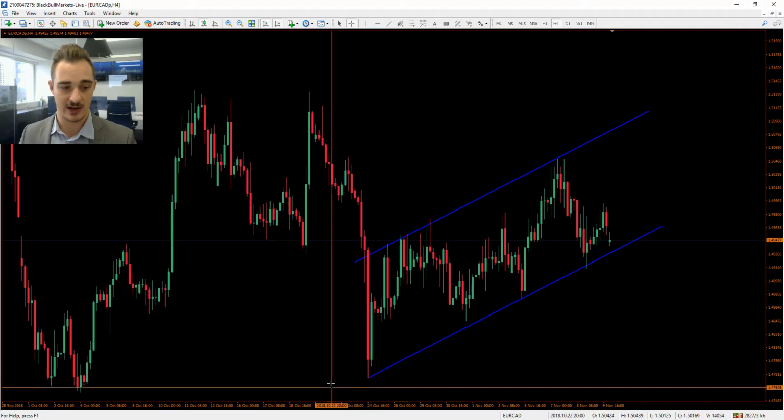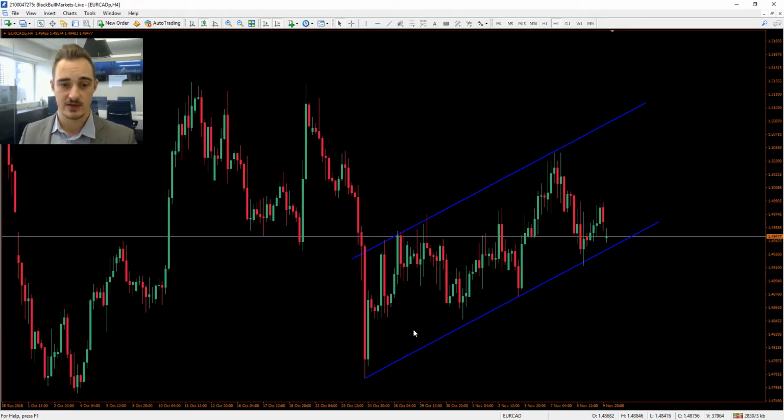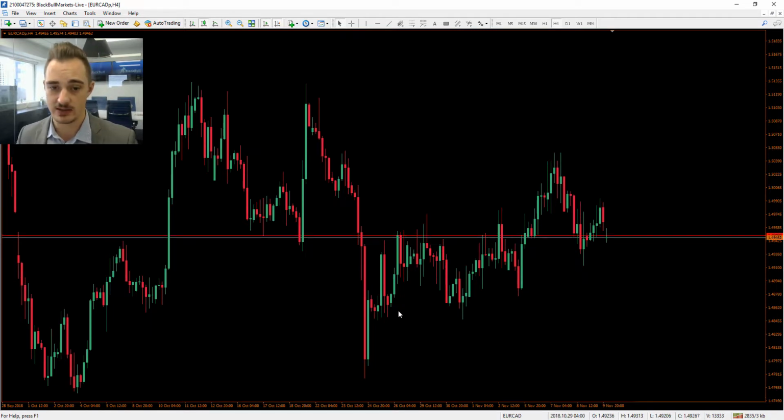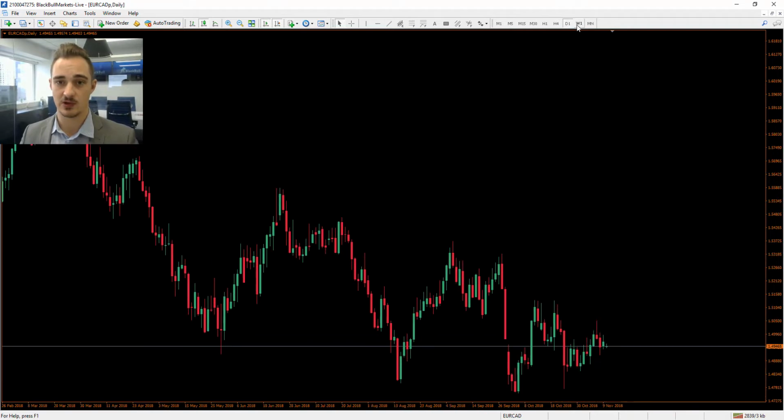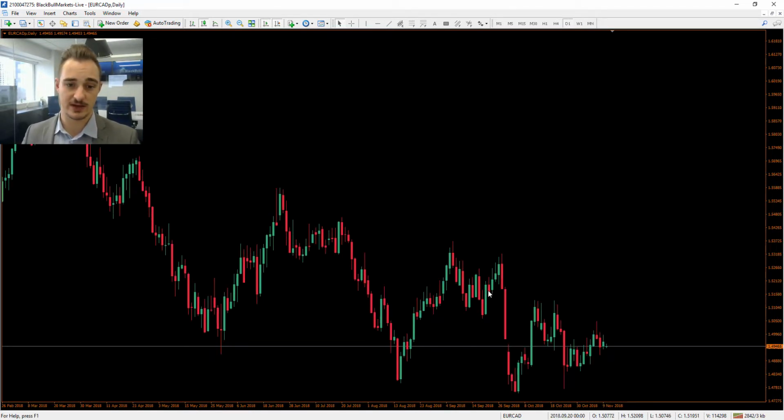Do keep in mind that we have had this sort of double bottom. And if you take away the lines and don't look at the channel, you can always see it is higher highs and higher lows. So do keep in mind that this could also be the start of a trend. But if we do look on the weekly and the daily, you can see it as sort of a downtrend. It is actually forming a wedge as well.